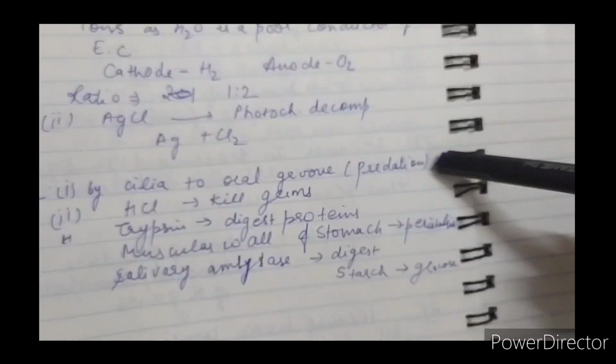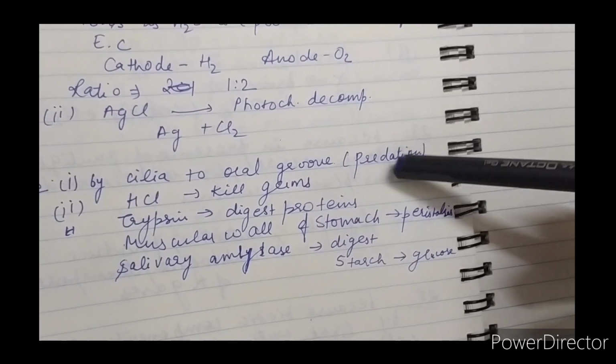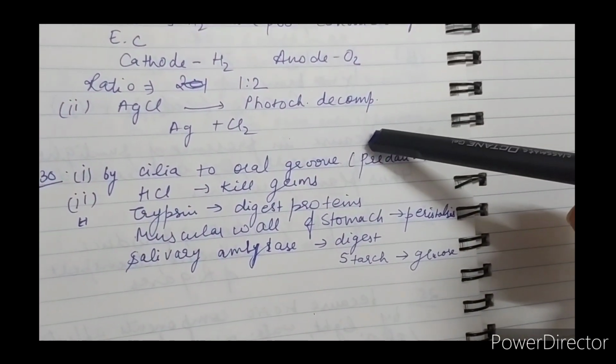How does paramecium obtain its food? By predation, using its cilia to capture the prey, which is directed to the oral groove.